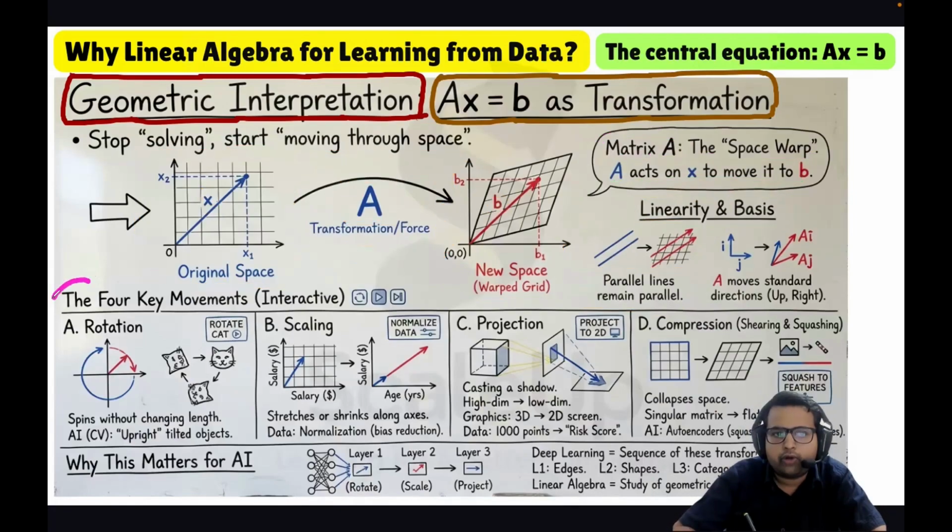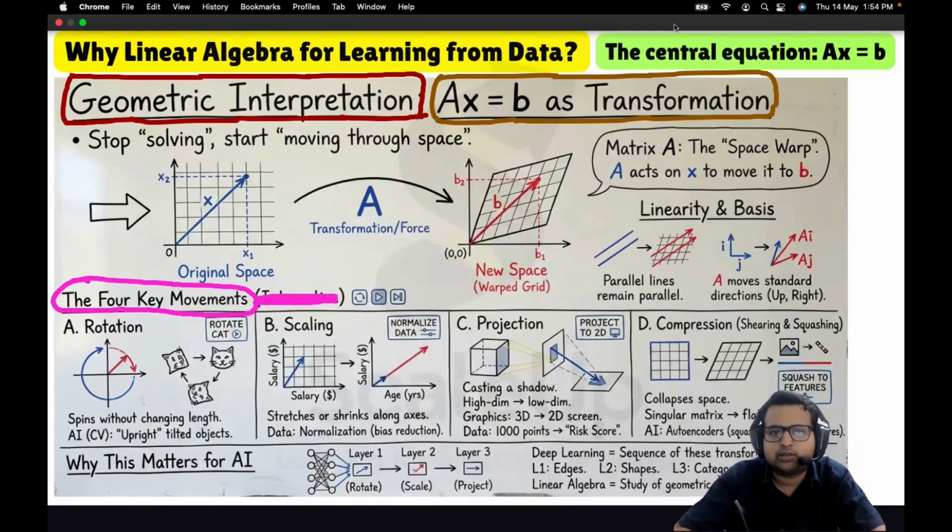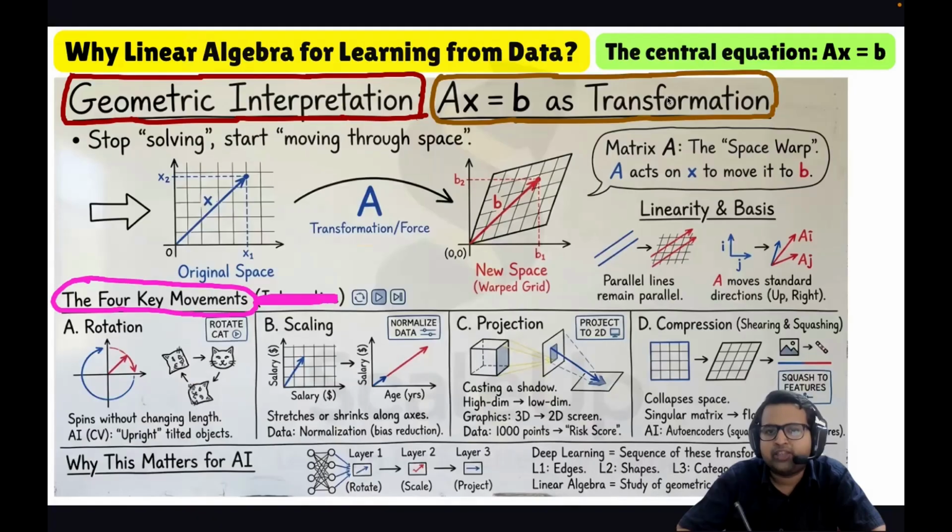Now we will look at the four key moments, like the four major transformations that we can do. The first one is the rotation. The matrix spins the vector around the origin without changing its length. In rotation transformation, we don't change the length, we just spin it through some angle.